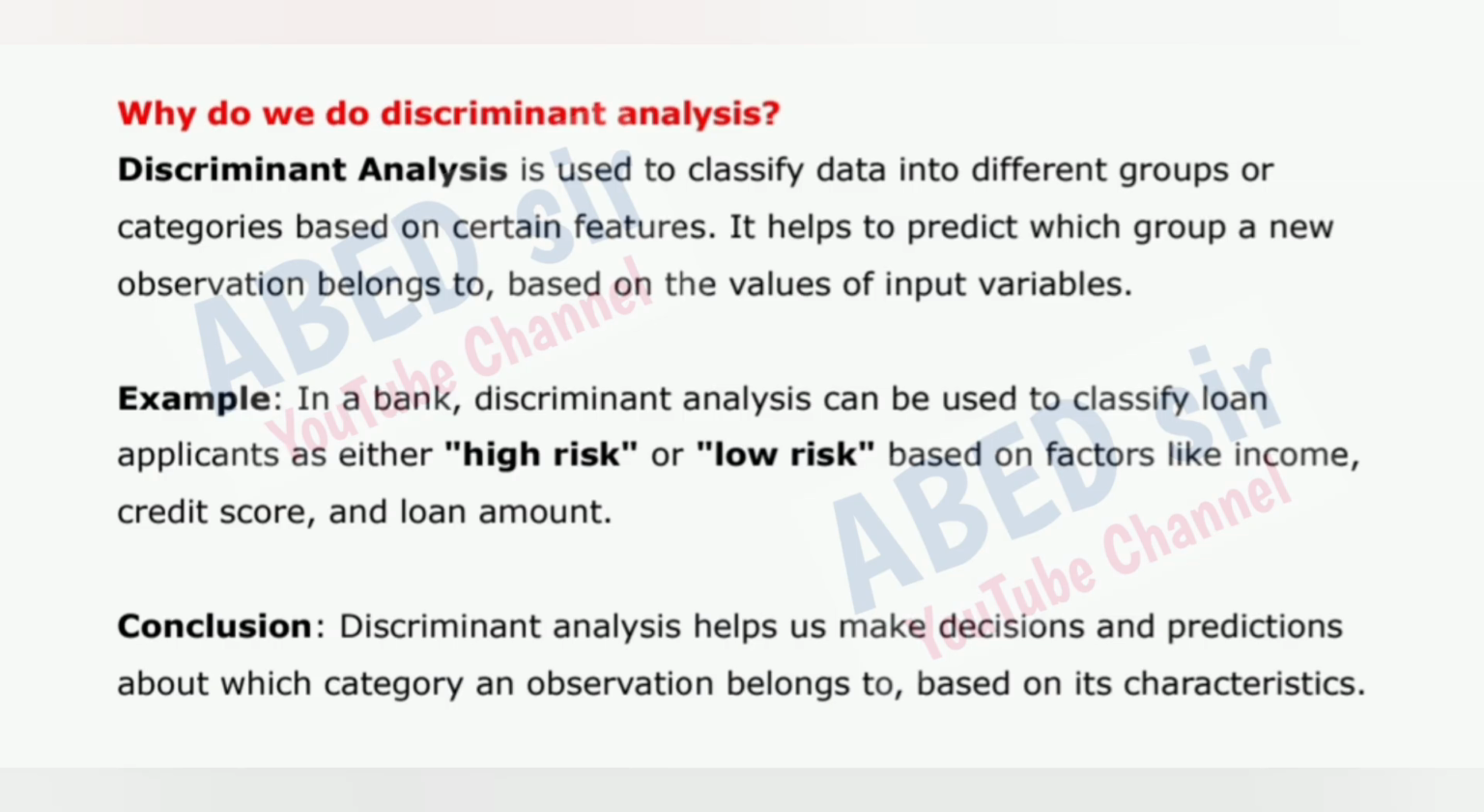Example: in a bank, discriminant analysis can be used to classify loan applicants as either high risk or low risk based on factors like income, credit score, and loan amount. Conclusion: discriminant analysis helps us make decisions and predictions about which category an observation belongs to based on its characteristics.